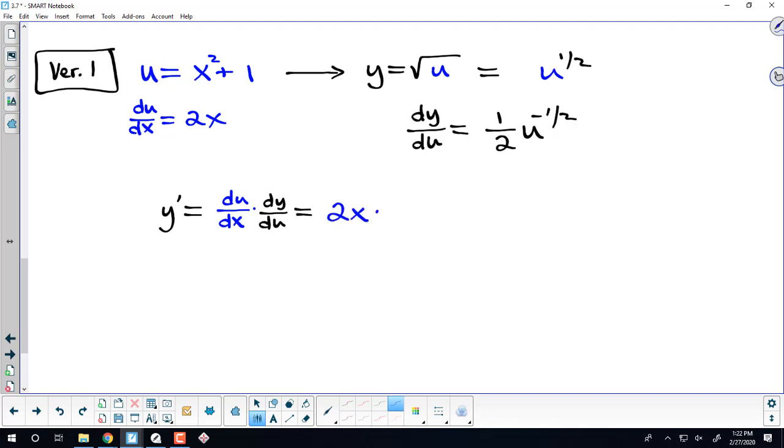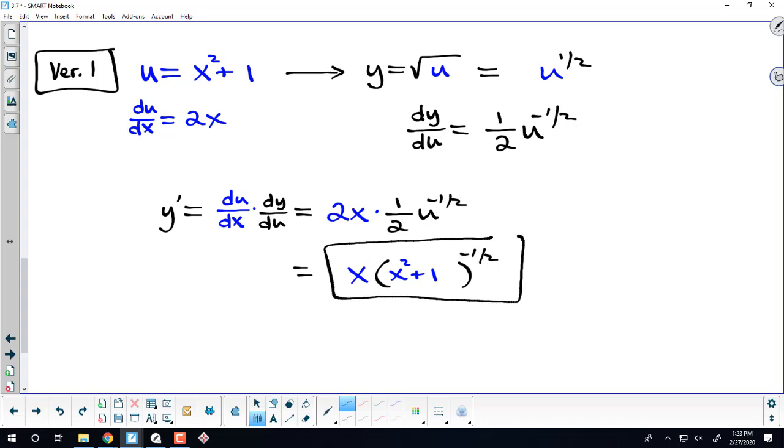Okay, so we've got 2x times our 1/2 u to the negative 1/2, which our 2 and our 1/2 are going to multiply to give us 1, so we have x times u to the negative 1/2, and u was x squared plus 1. So that's our derivative there. Any questions about that?